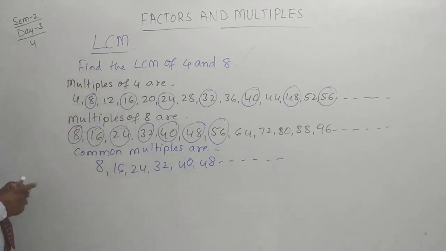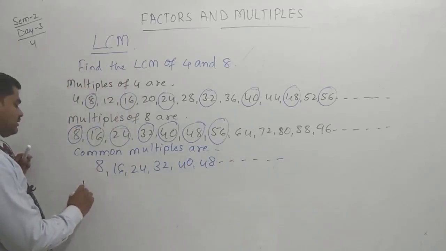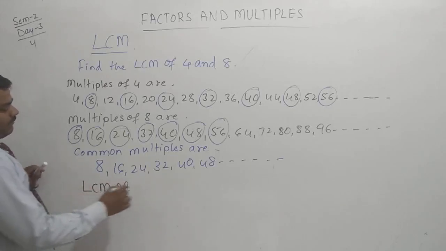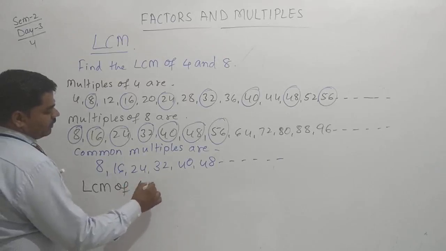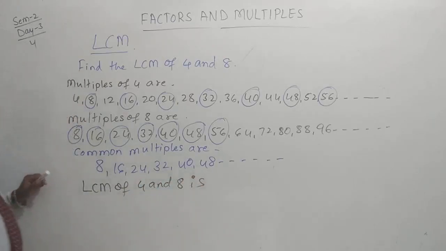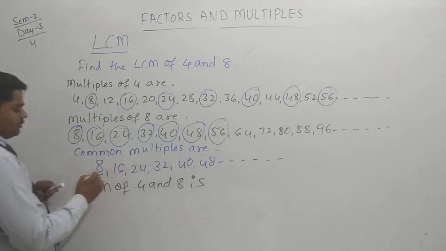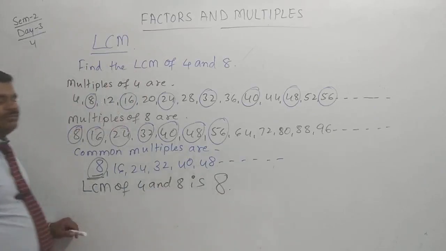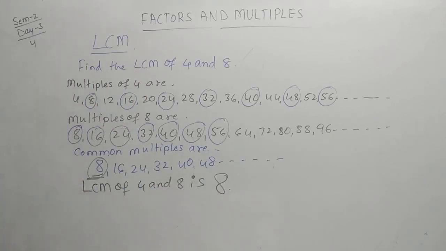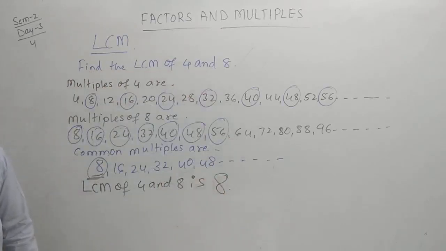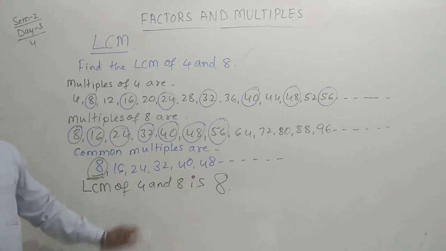So now out of this, which is the least? The LCM of 4 and 8 is, which is the least one here out of these? Good. This 8 is the common least multiple, the least common multiple. Hence we can say the LCM of 4 and 8 is 8. Clear? Very simple this is.